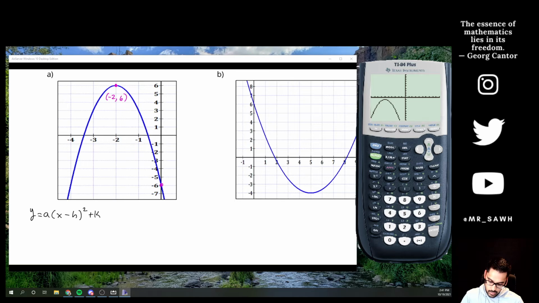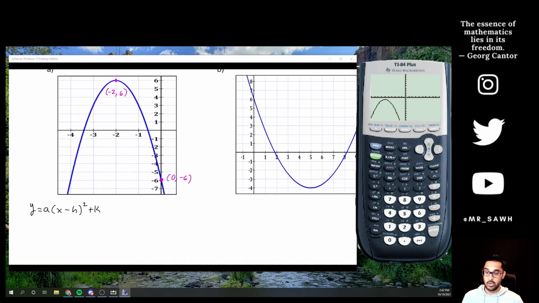Okay, so I'll use the y-intercept here to do it. 0 is x, minus 6 is y. So I'll plug those 2 points in, because I know 4 out of the 5 variables now, and really this is going to be x and y. My other ones are going to be h and k. The only one I don't have is a. Okay, so let's plug them all in.